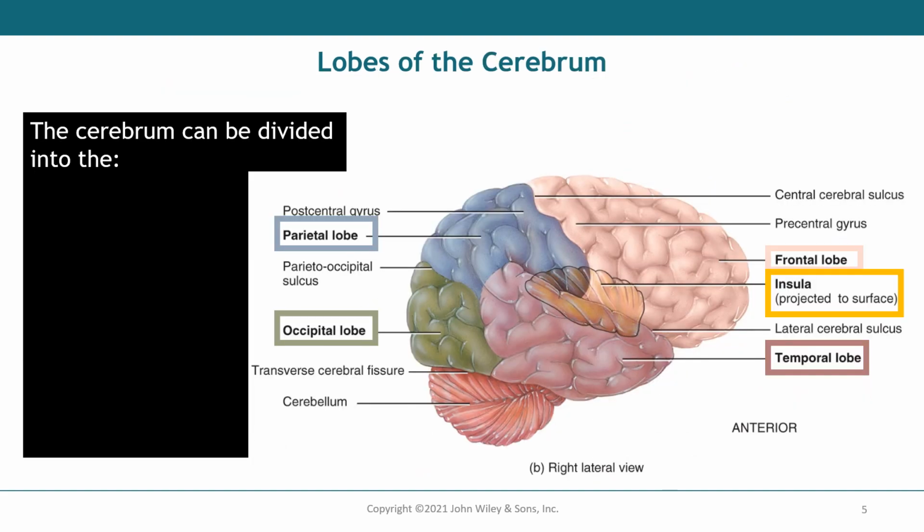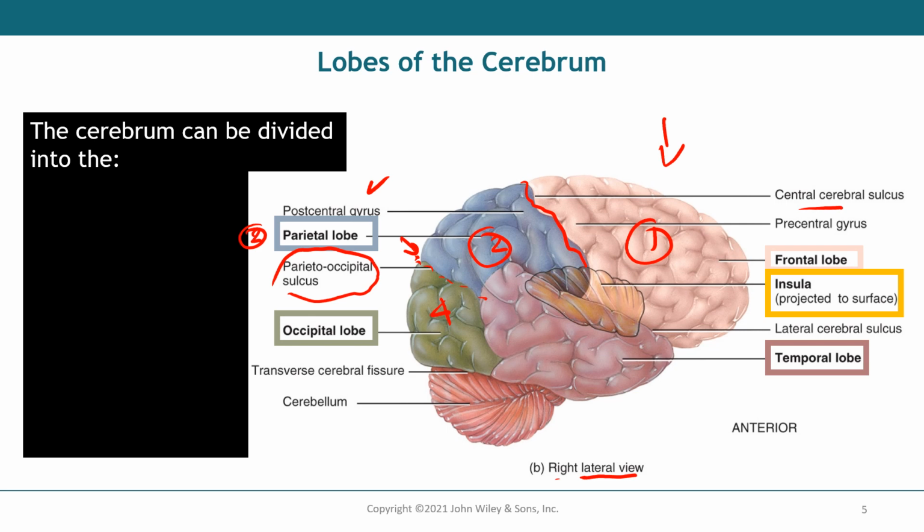Now here we can see from the lateral view the different lobes again. So I already told you that from the superior view, you can see the frontal lobe. You can see also the parietal lobe that is located here. We talked about this postcentral gyrus. We talked about this central cerebral sulcus that divides the two of them. Here you can see the parieto-occipital sulcus that divides this region, and here you can see the occipital lobe.